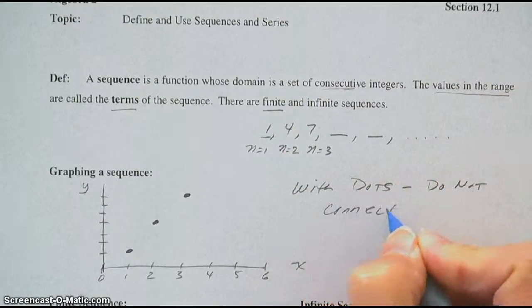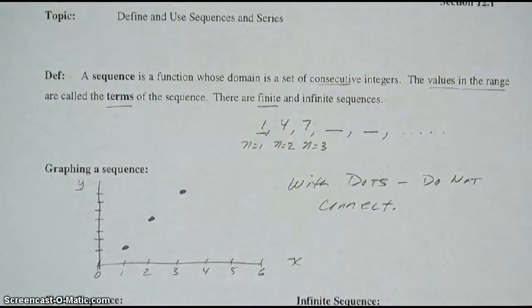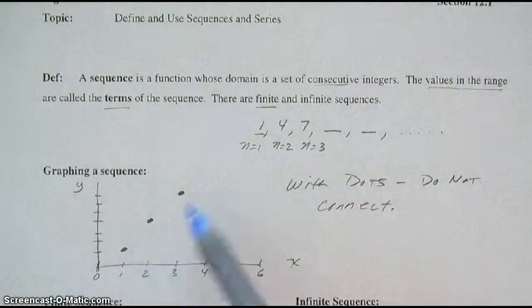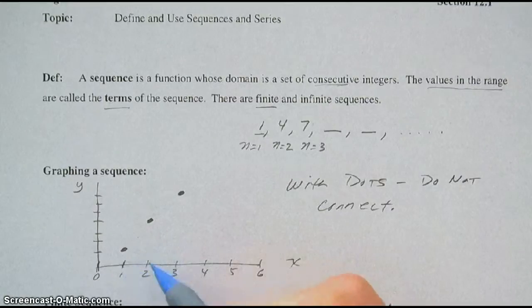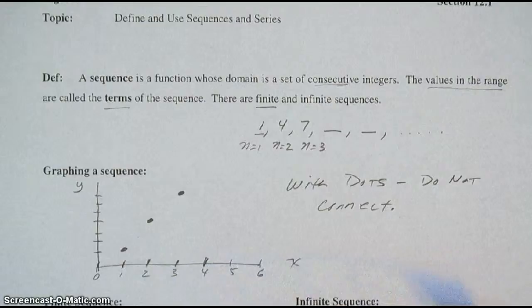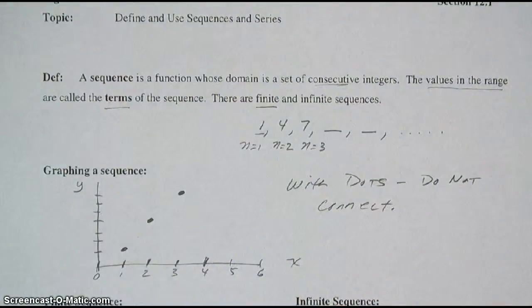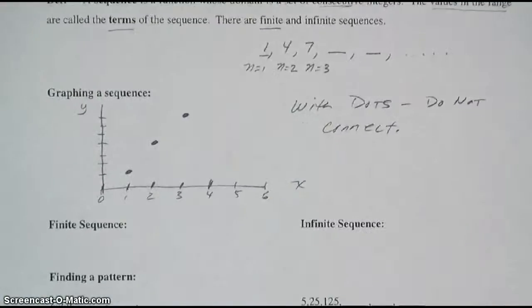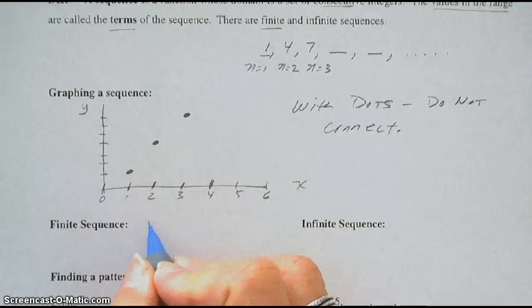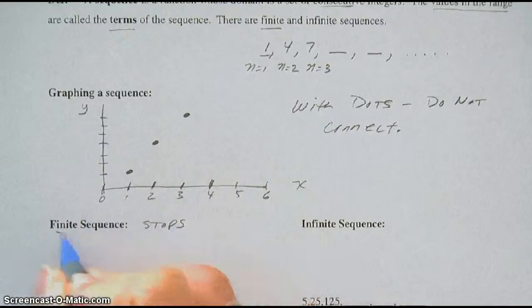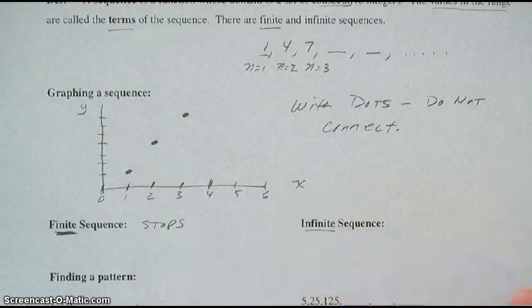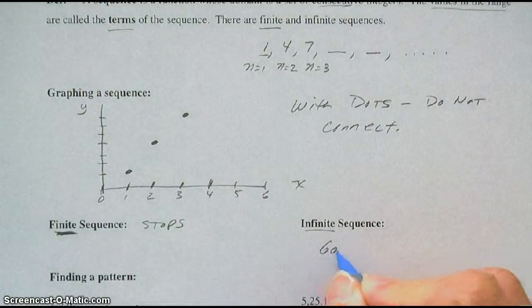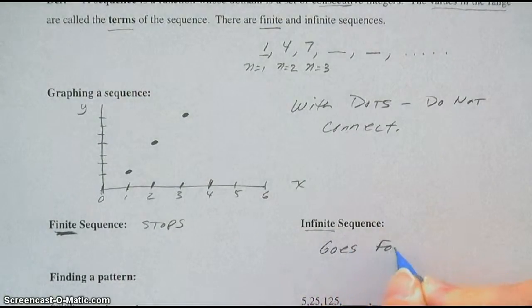And again, the reason why we cannot connect them is that if I had a line here, then that would imply that we'd have a 1.5 term, and we don't. We simply have a first term, second term, third term, and fourth term. A sequence that is finite stops. In other words, it has a finish to it. An infinite sequence goes forever.